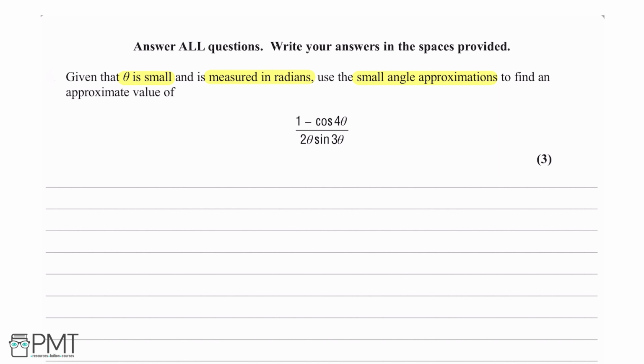So what I want to do first is write out, or just quote from the formula book, the small angle formula for cosine and sine. So we can start with cosine theta is approximately 1 minus theta squared over 2, and sine theta is approximately theta. Okay, so where do we go from here?